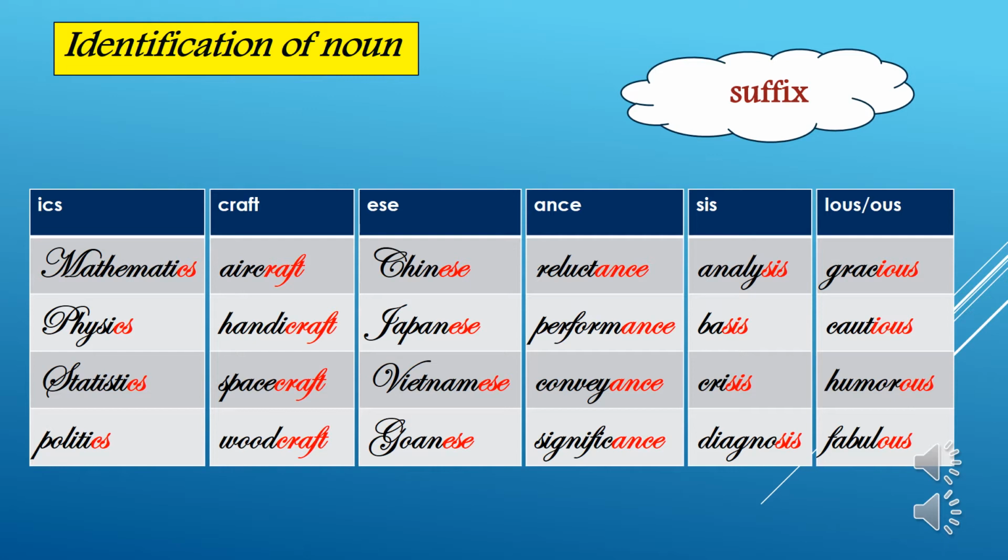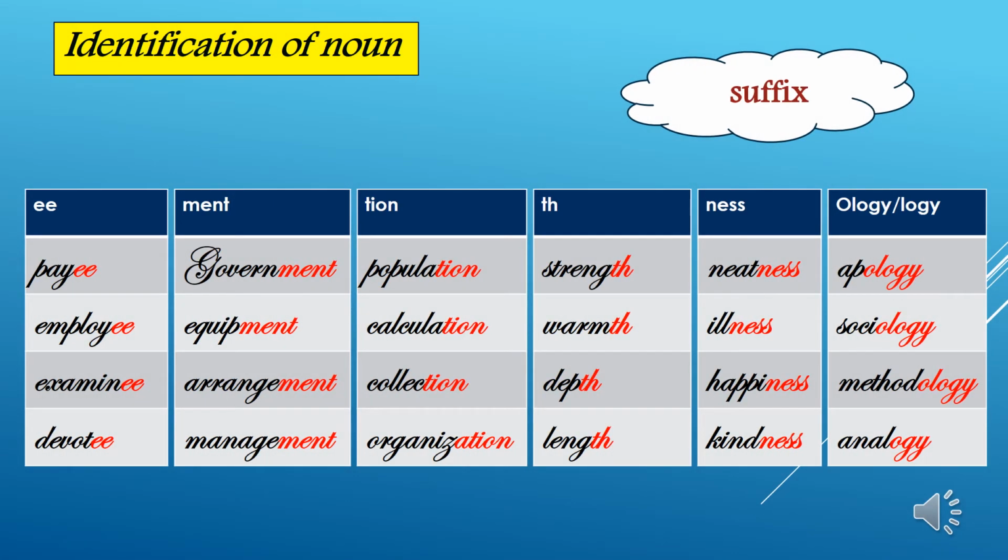All these words have ious at the end. So, if you find any word which has ious, then you can say that this is a noun. Some other noun forming suffixes: ee, ment, tion, sion, th, ness, ology. These are all noun forming suffixes.